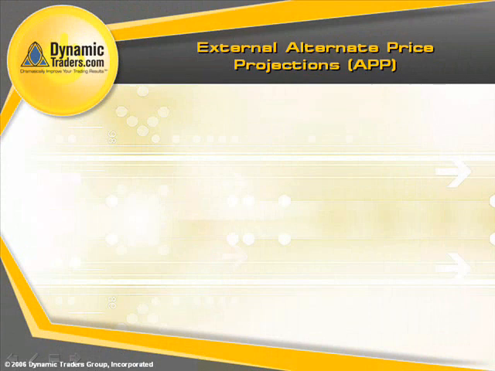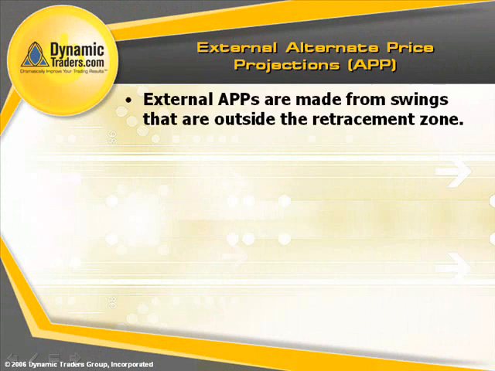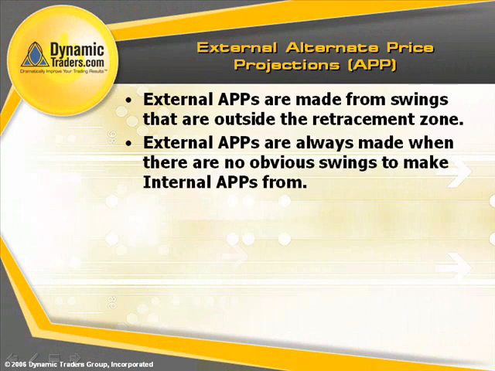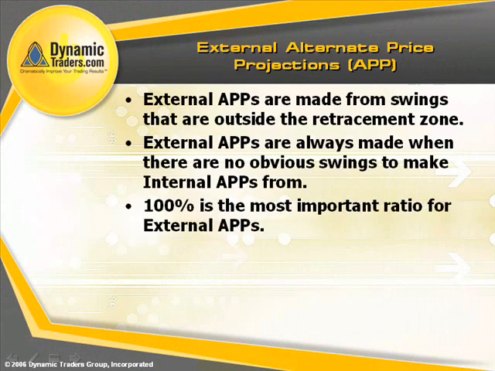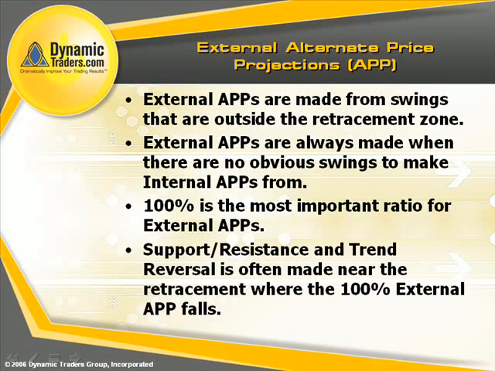Okay, let's talk about external alternate price projections. External APPs are made from swings that are outside the retracement zone. They're always made when there are no obvious swings to make internal APPs from. The most important ratio for external APPs is 100%. Support, resistance, and trend reversal is often made near the retracement where the 100% external alternate price projection falls.